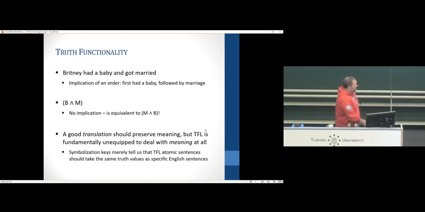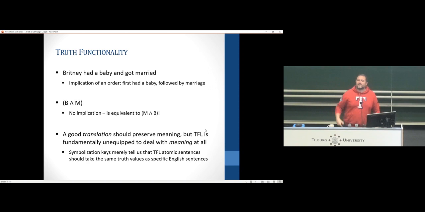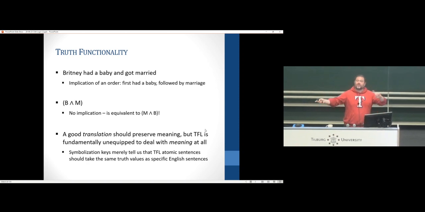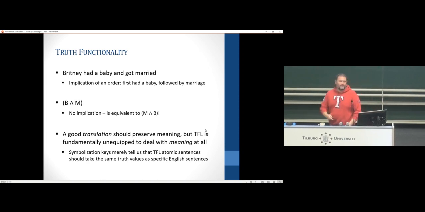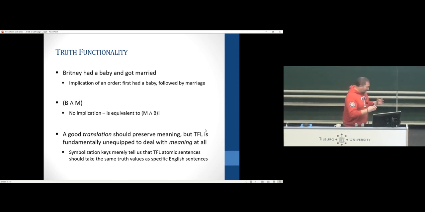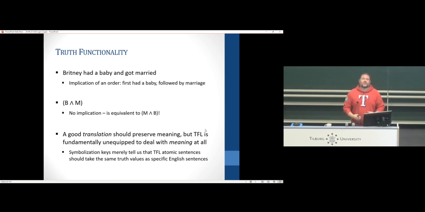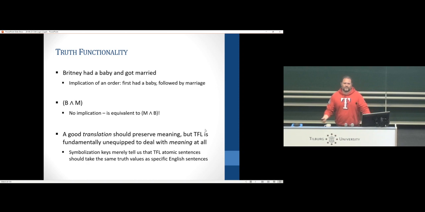So the symbolization keys aren't telling us how to do a translation. They're merely telling us that the TFL atomic sentences should take the same truth values as these specific English sentences and vice versa. So again, this is highlighting a limitation of the language, but also why the language is so good at what it does. Okay, so that's the kind of underlying notion of truth functionality. And again, emphasizing the limitation on the language. The limitation is both a restriction, but also a strength. It only does one thing, but it's very good at it, which is great.